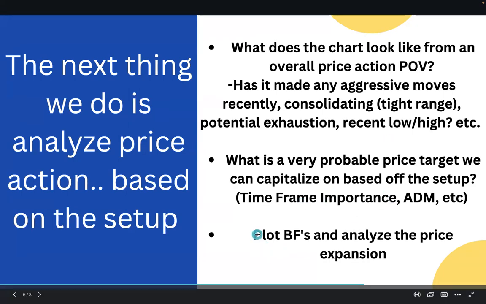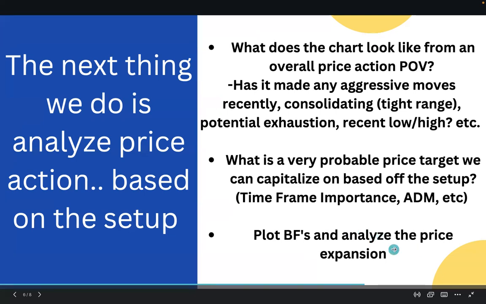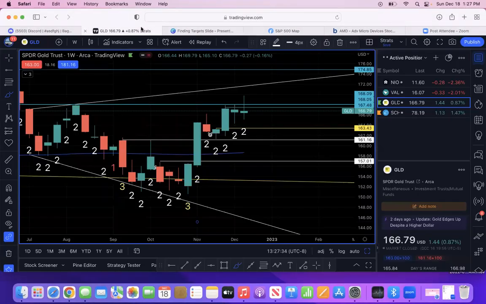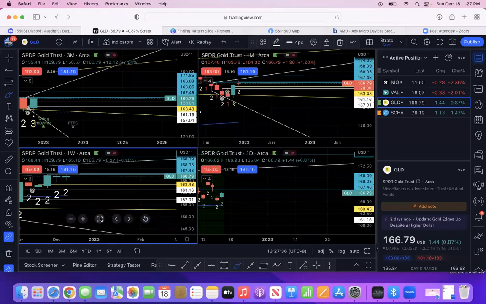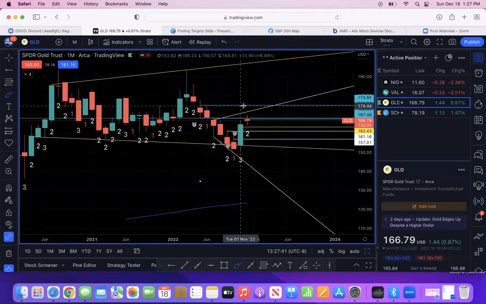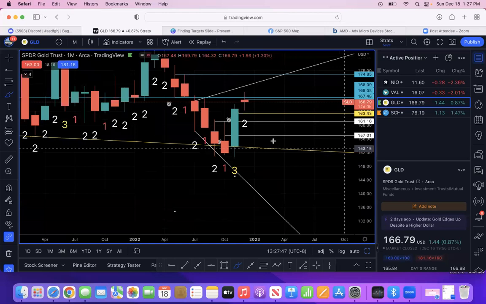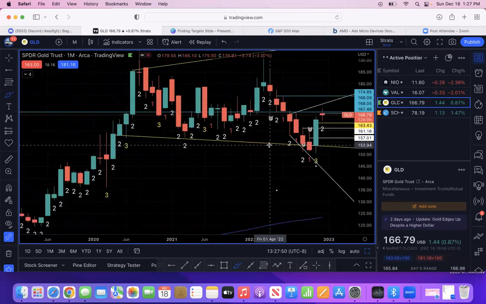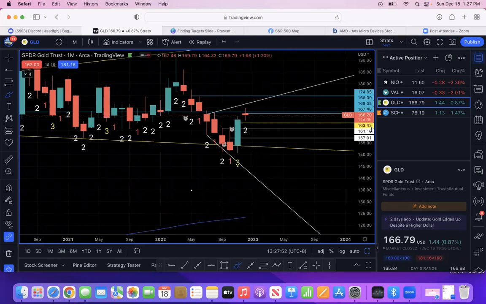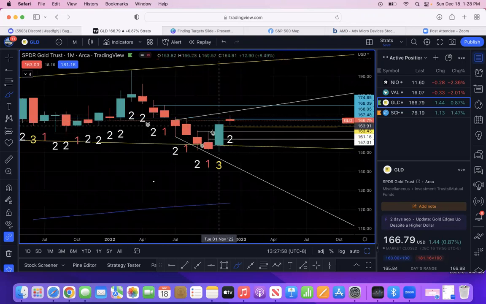After all this, then I'll plot some bond formations. I'll see if price has made lower lows, higher highs, and so on. And then I'll analyze the price expansion. Where do I think price may go? Going back to GLD, I didn't really chart this bond information until I saw this 213 playing out. So I was like, all right, bet, let me see what the price expansion down here is going to look like. Because I know price could expand all the way back up to the 190s, but let me play what's going on right now.